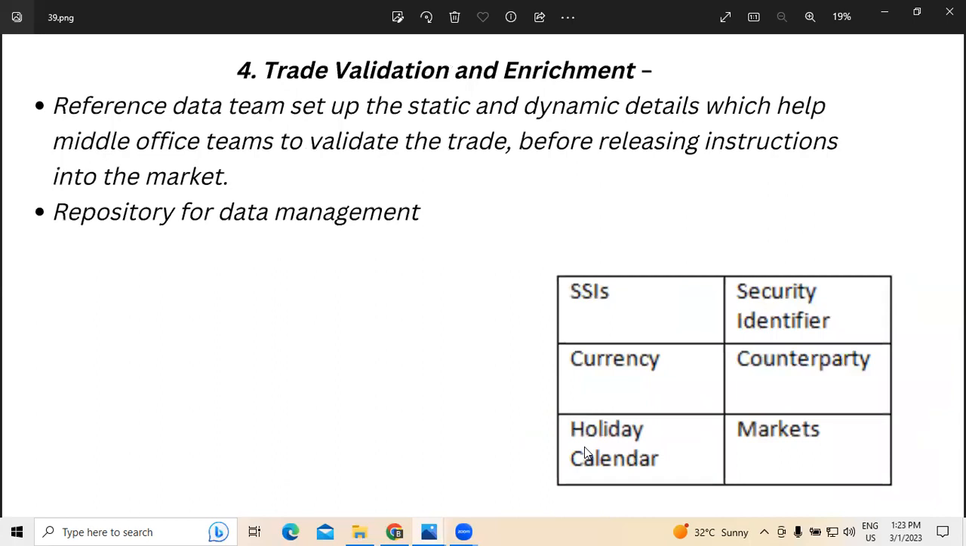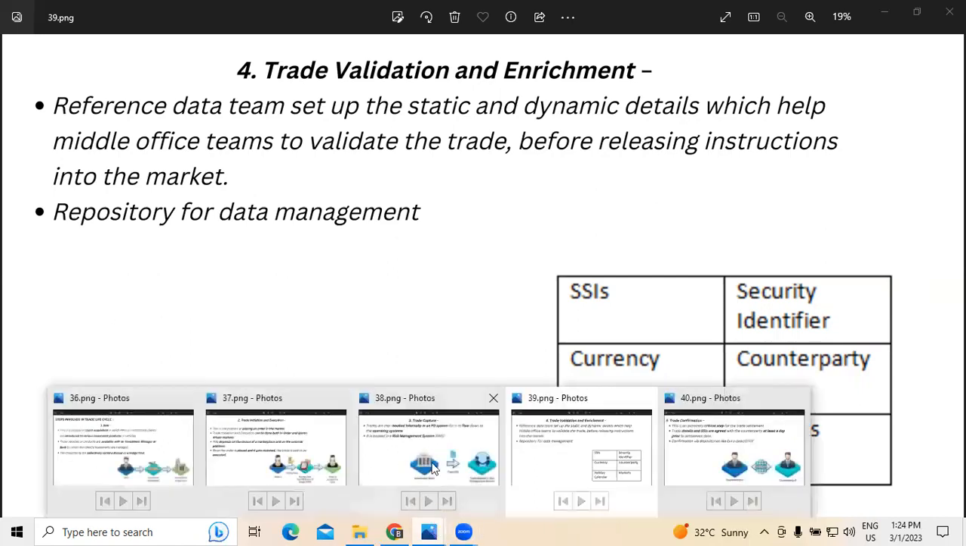In the fourth stage, we do trade validation and enrichment, where the reference data team sets up the static and dynamic details, which help the middle office teams validate the trade before releasing instructions into the market. This is majorly used in the repository of data management. This repository relates to SSIs and security identifiers, as well as currency, counterparties, markets and so on.